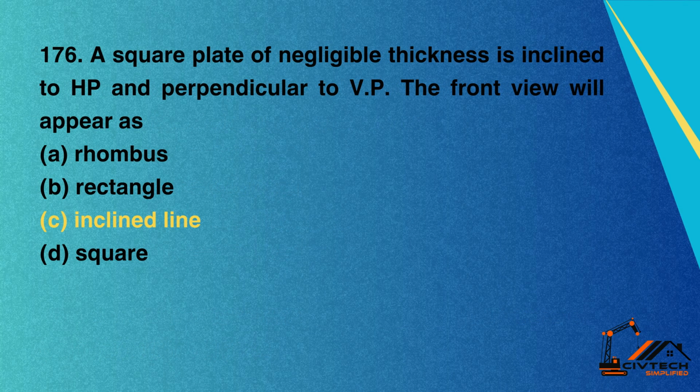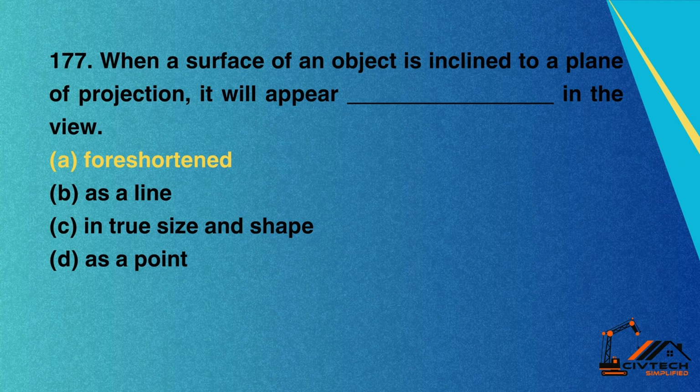176. A square plate of negligible thickness is inclined to HP and perpendicular to VP. The front view will appear as A, rhombus, B, rectangle, C, inclined line, D, square. Correct option, C, inclined line. 177. When a surface of an object is inclined to a plane of projection, it will appear as in the view. A, foreshortened, B, as a line, C, in true size and shape, D, as a point. Correct option, A, foreshortened.